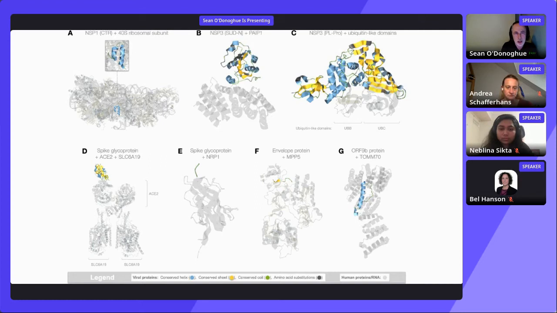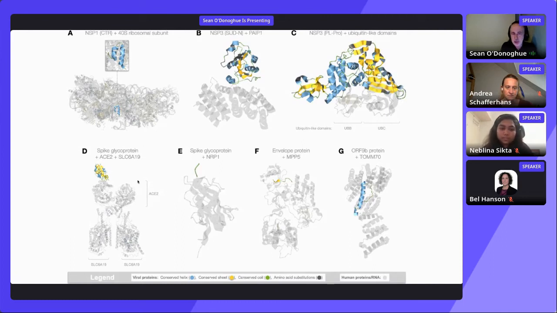We note that it's a tiny little fragment of NSP1 that has been structurally determined as binding. Actually, I think in the structure the rest of NSP1, which isn't a very large protein, was actually present, but it was too disordered to be resolved in coordinates. But it's really just a tiny fragment where we have this direct structural evidence of interaction.